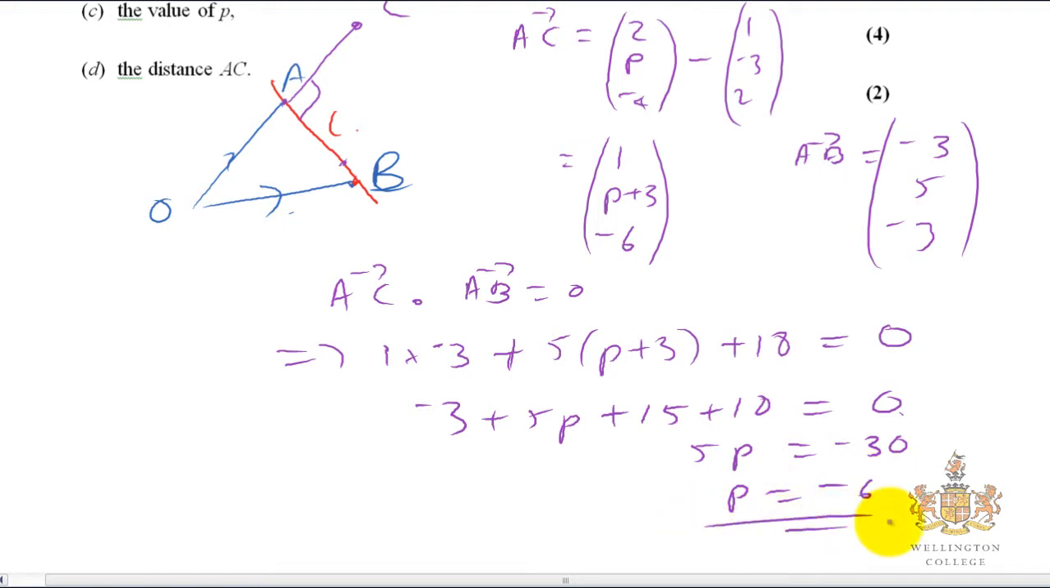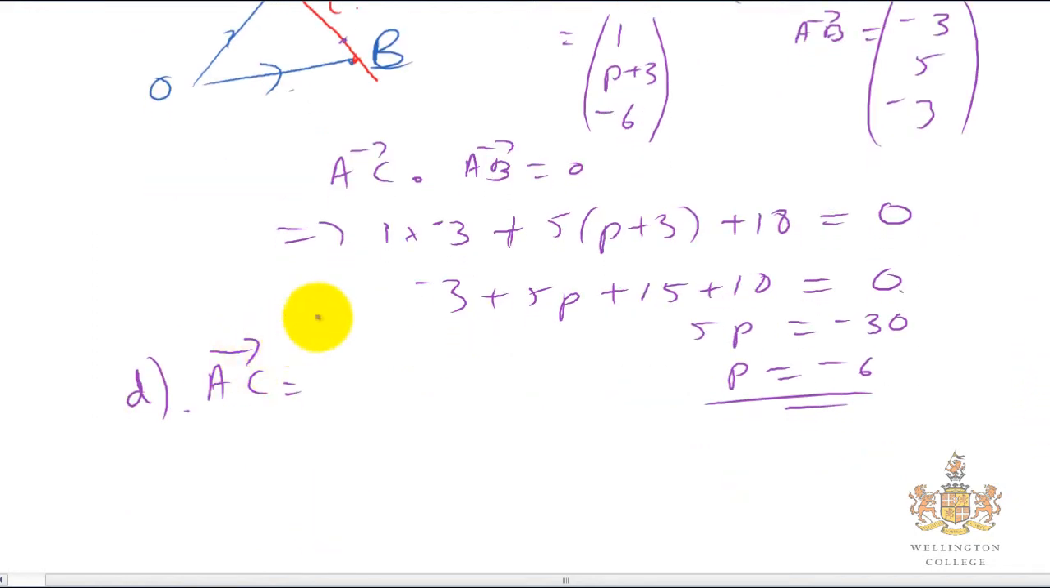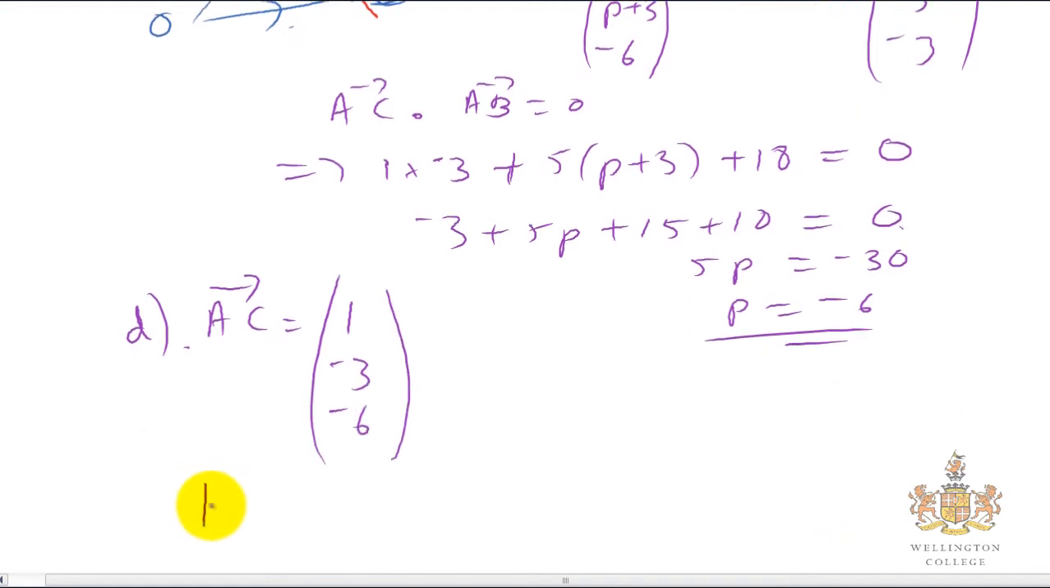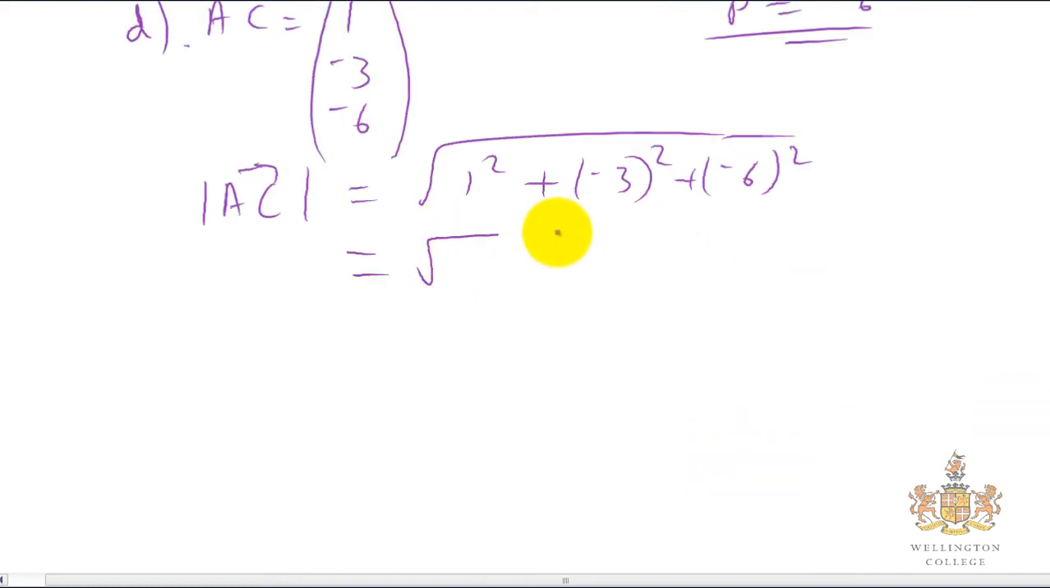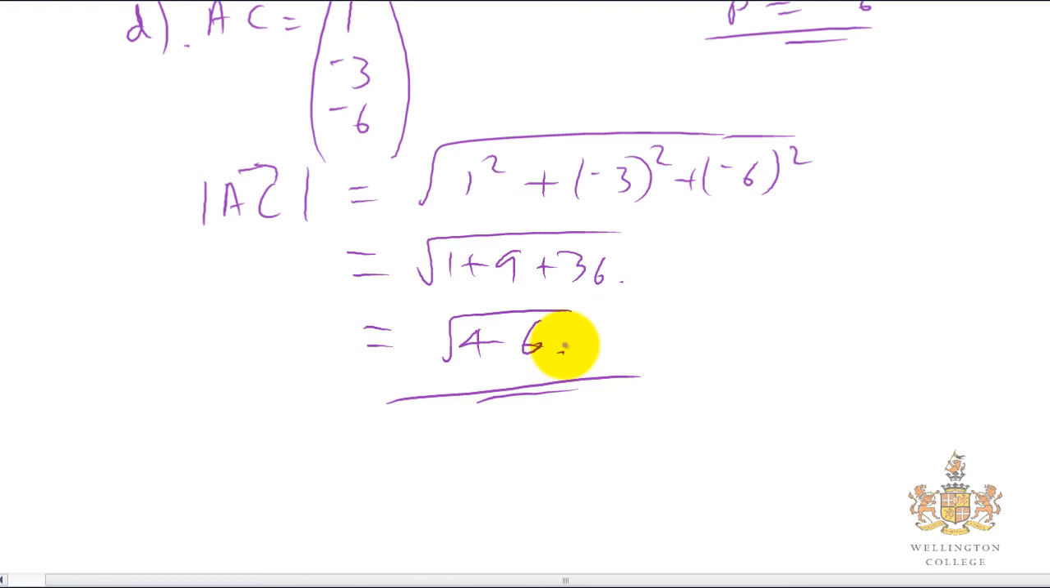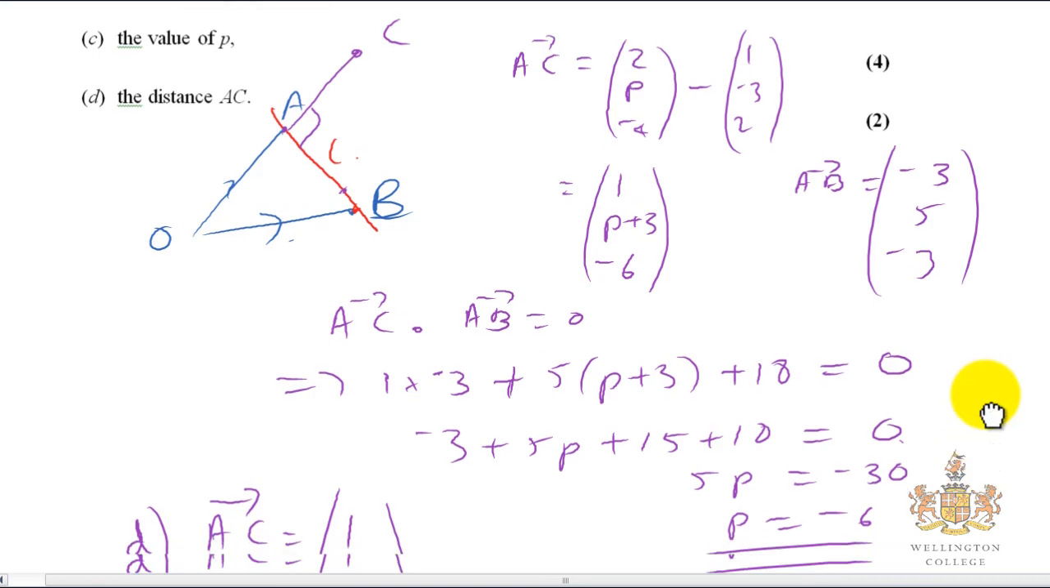Now we need to find the distance of AC. Well, we know that AC will equal 1, p plus 3, minus 6. So it's 1, p plus 3 is minus 3, and we've got minus 6. And we want to find the length of that, which is just the square root of 1 squared plus minus 3 squared plus minus 6 all squared, which is the square root of 1 plus 9 plus 36, which equals root 46. Let's just go back and check how the answer wanted to be written. No particular way, this will do fine.